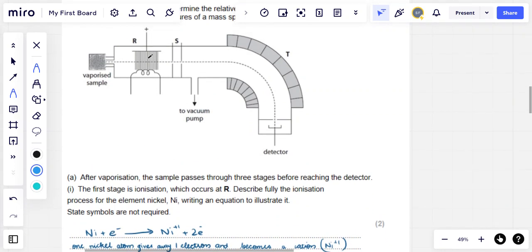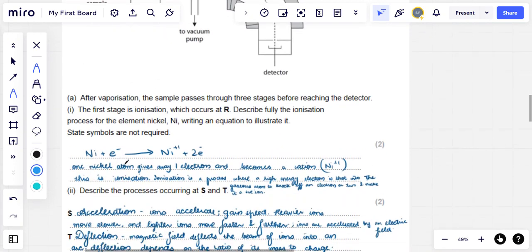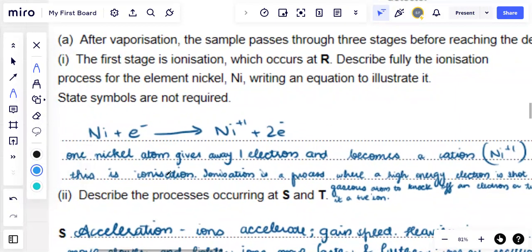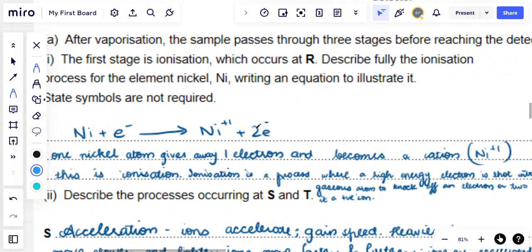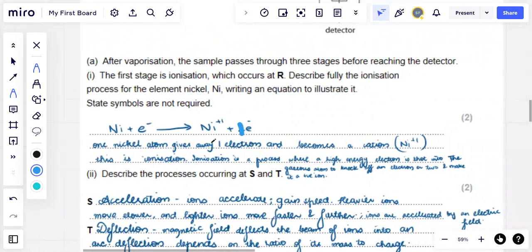So nickel was our sample. As I said, whenever ionization happens, electrons are bombarded and they collide with the sample. So that's exactly what's happening here. Nickel plus electron, so you get nickel plus, and one electron is removed. So one nickel atom gives away one electron and becomes a cation. Wait, sorry, I think there's an error here. It should be plus 1 electron. My apologies. One electron is removed and it becomes Ni positive 1.